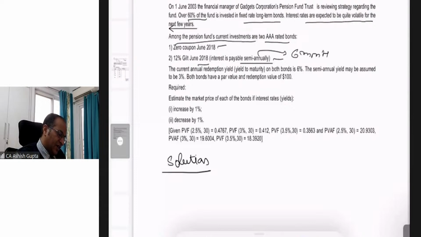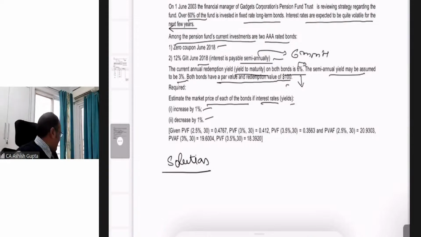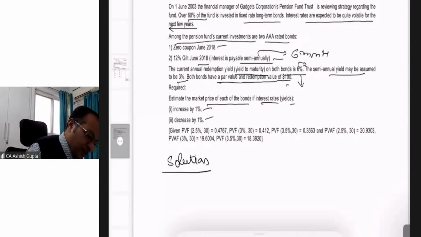The current annual redemption yield, the yield to maturity, on both bonds is 6%. The semi-annual coupon may be assumed as a 3% yield, so accordingly we have halved it. Both bonds have a par value, a redemption value, of 100 dollars. Estimate the market price of each bond if interest rate yields are increased by 1% and decreased by 1%. The PV factors have been given to us. Students, please make an addition of two more PV factors.